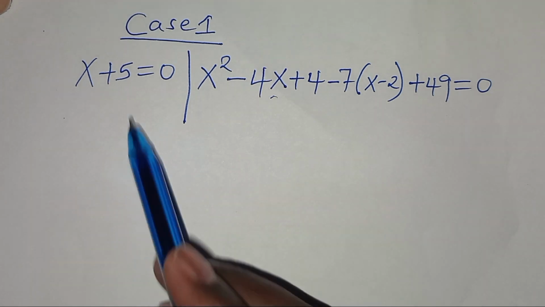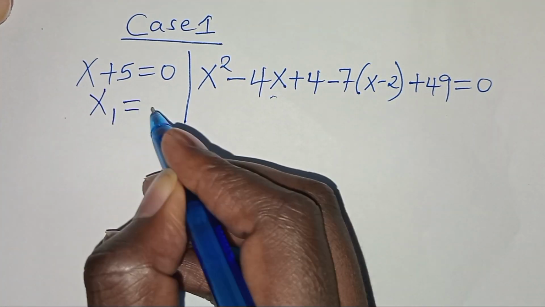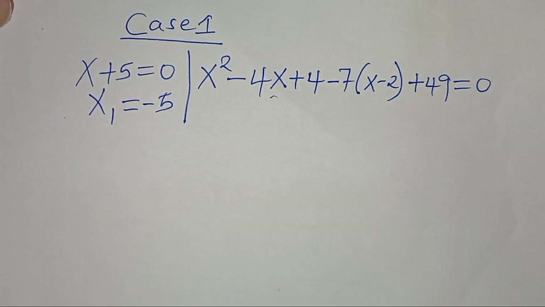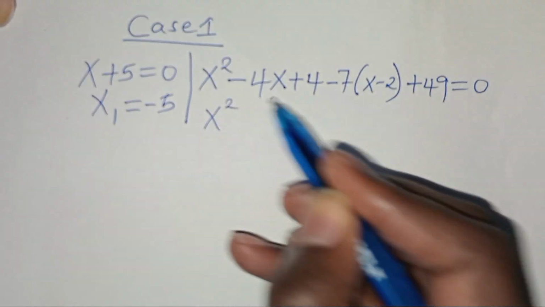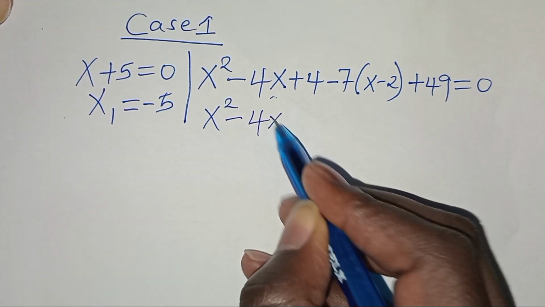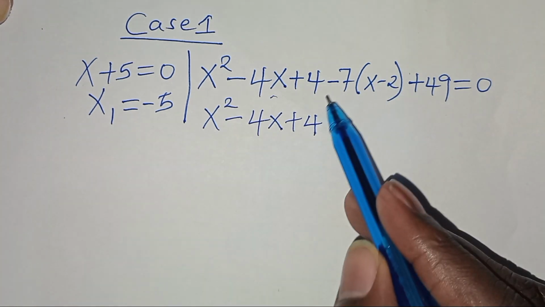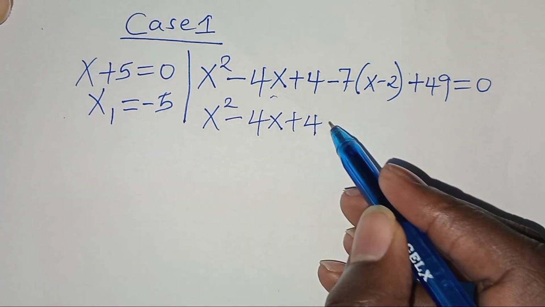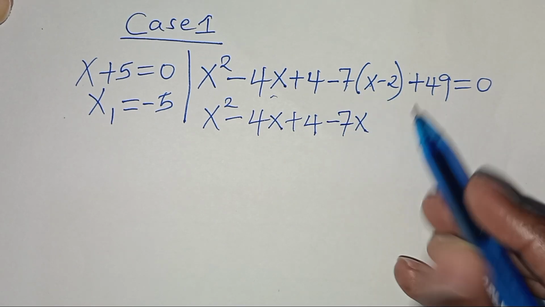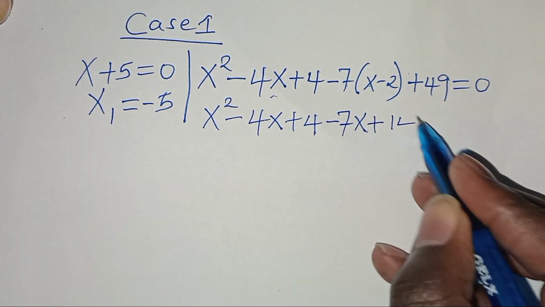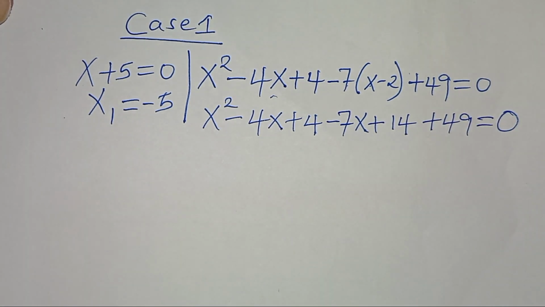Now here the first part is x + 5 = 0. Let me call this one x1 is equal to negative 5. The second part here, we have x squared − 4x + 4. Let's open this bracket here. So this is negative 7 times x, which is negative 7x. Then negative 7 times negative 2, this is plus 14. Then plus 49. This is equal to 0.